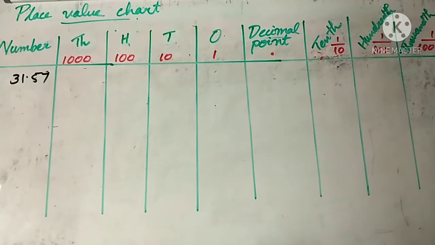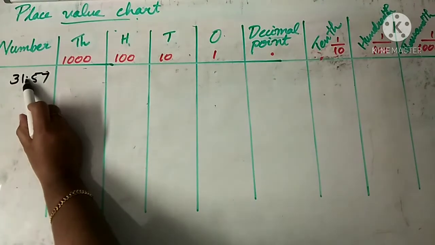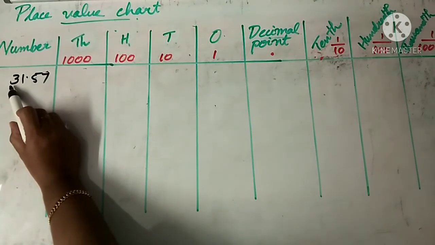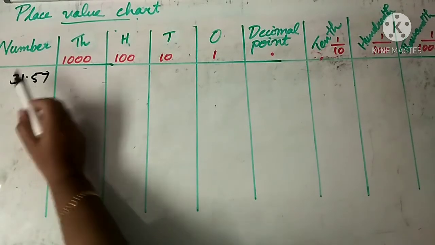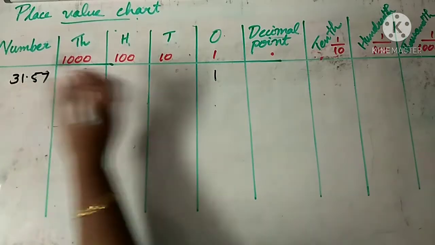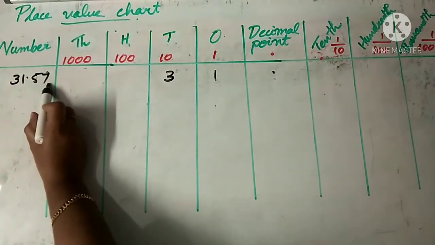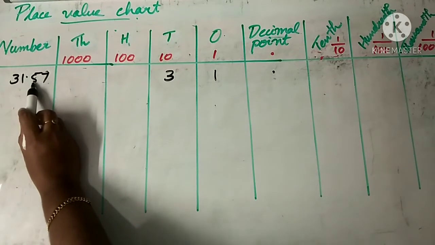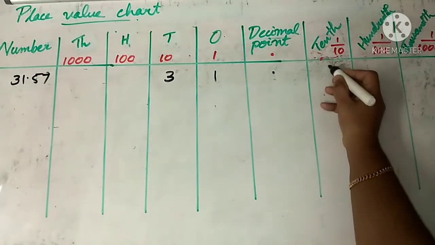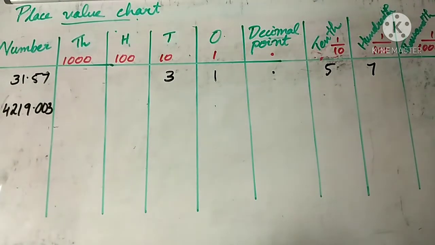First number is 31.57. How will we represent this in the place value chart? Before the decimal point, it is the same as the whole number: ones, tens. So we write 1 in the ones place and 3 in the tens place. Put the decimal point. After the decimal point, it comes like tenths, hundredths. 5 is in the tenth place and 7 is in the hundredth place.